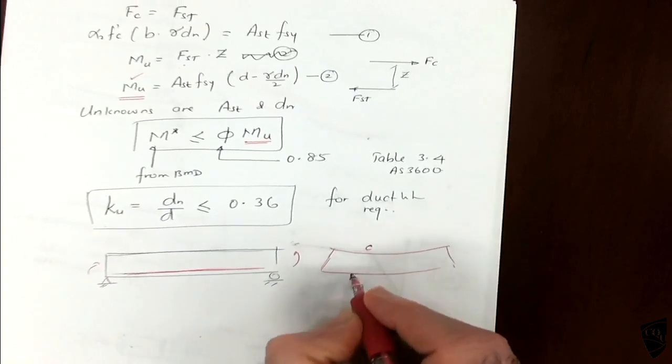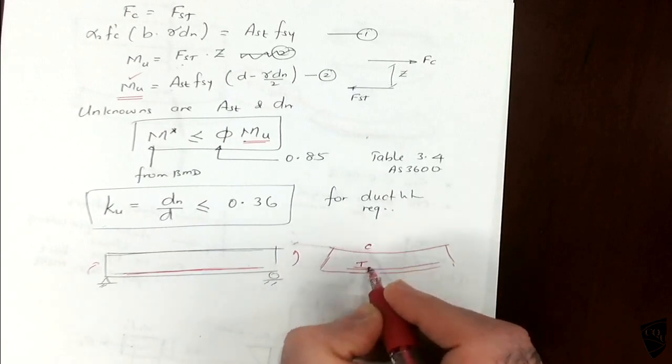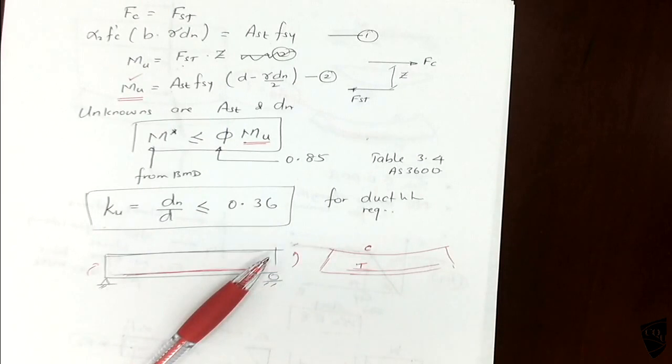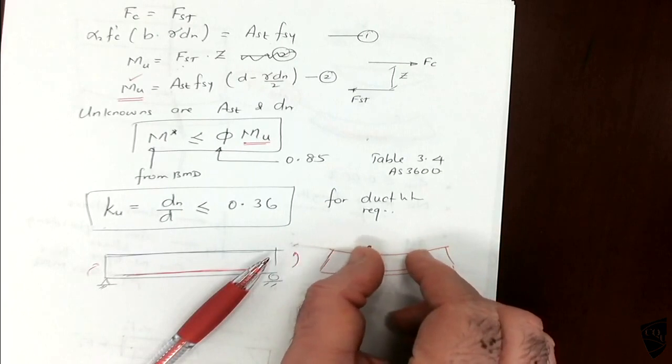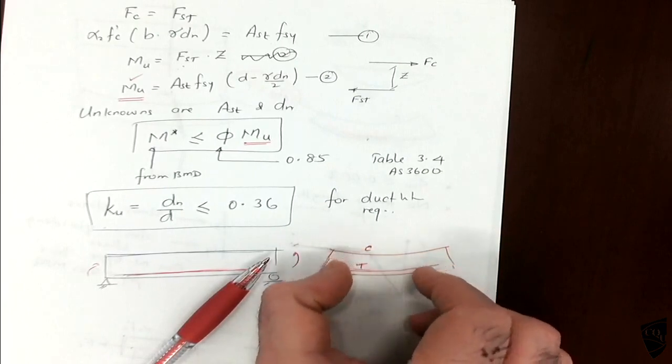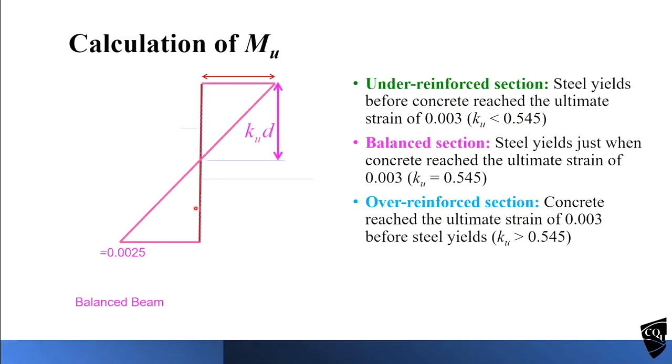So what will happen here? Compression here, tension here, both will increase. Here the compression strain will increase. Yes, it's under compression. This part is under tension, so tensile strain will increase. So both will increase as you increase the bending moment. You slowly increase the bending moment, and both strains, this one and this one, will slowly increase.